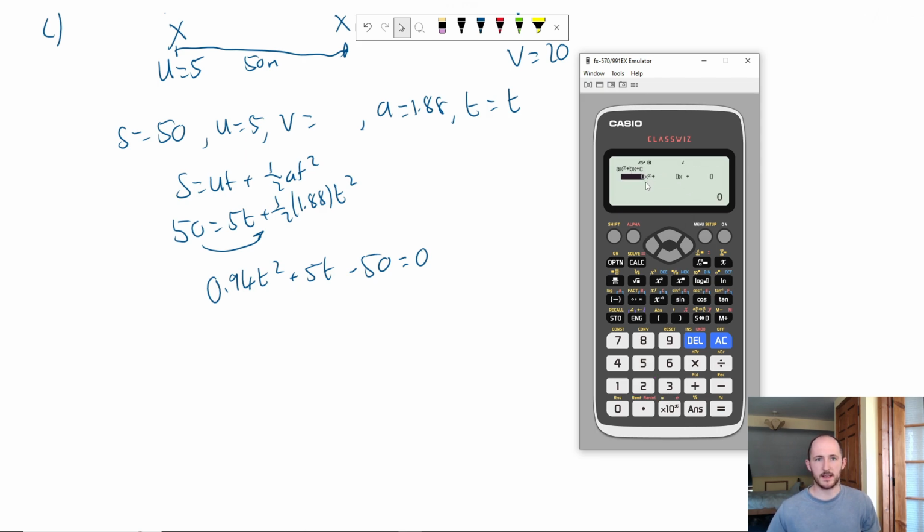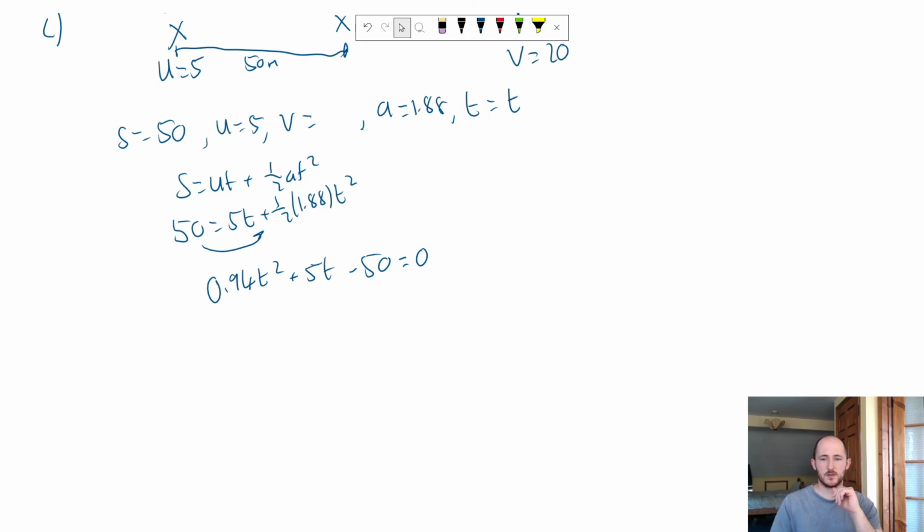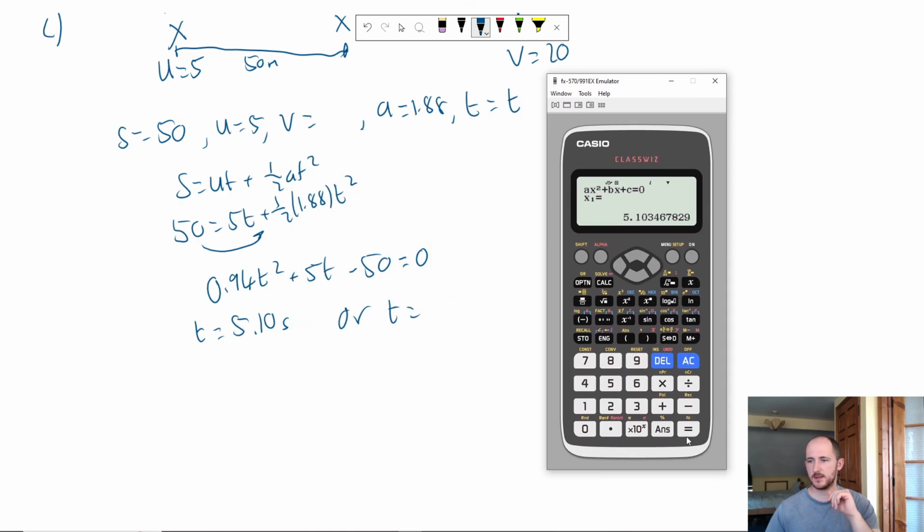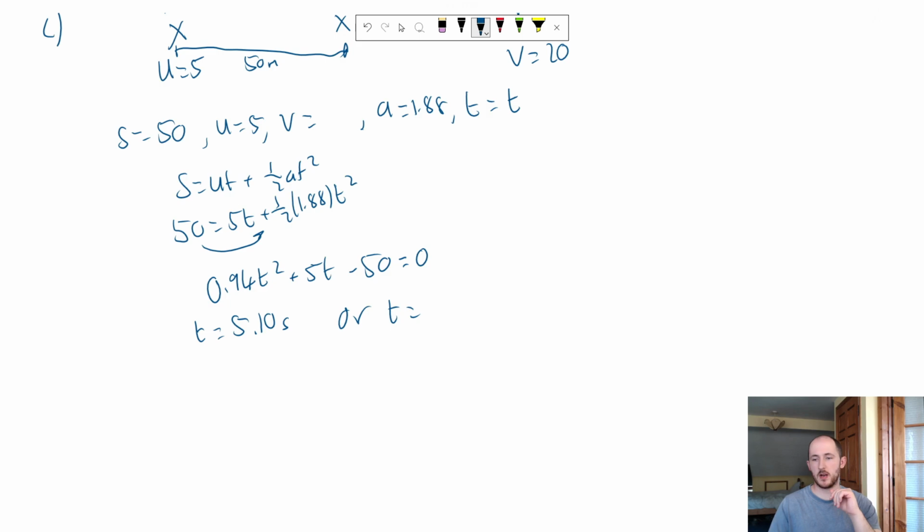So it says x squared here, but x is just a variable, we can call it t. So we can have 0.94 here, equals, we have 5 here, and we have minus 50 over here. This gives me my 2 answers. So t is equal to 5.10 seconds, or t is equal to negative 10.42, 10.4, let's call it.